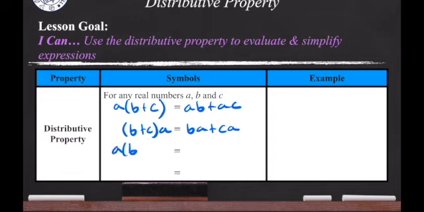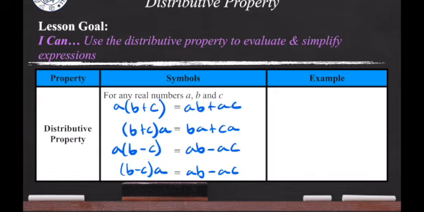Remember, it's commutative. We could also have the same thing with subtraction. We can have a times b minus c. This is going to be the same thing as ab minus ac. And lastly, we can have it in a different order. We could have b minus c times a. This would be ab minus ac. You could also write it as ba minus ca. Okay, remember, multiplication is commutative. So that is one nice thing that we have.